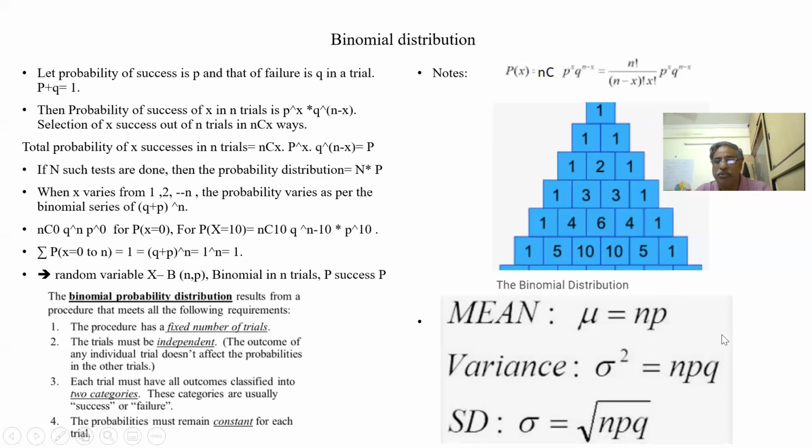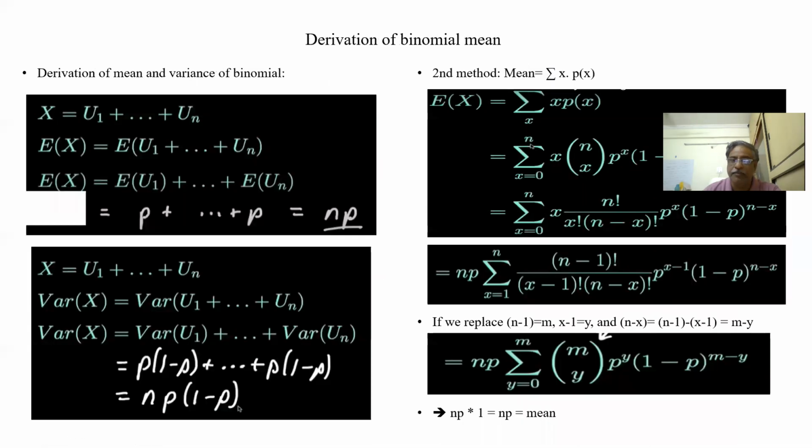Let us see how we have got the derivation of these two. Mean definition is what? Sigma x into p by sigma p. Sigma p is 1, so it is sigma x into p. So P is constant, I am taking P out. Let us see this. Let's go down. Derivation of mean and variance of a binomial.